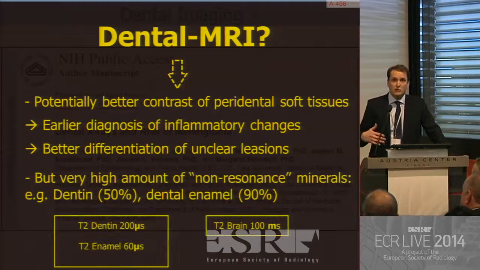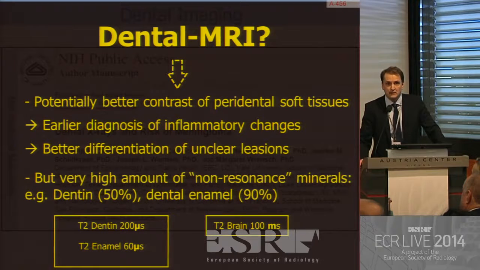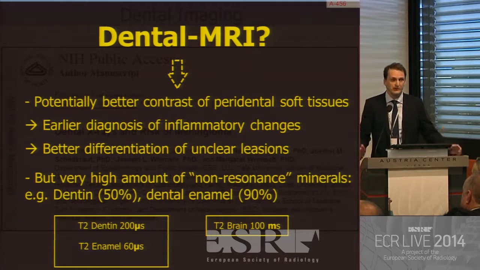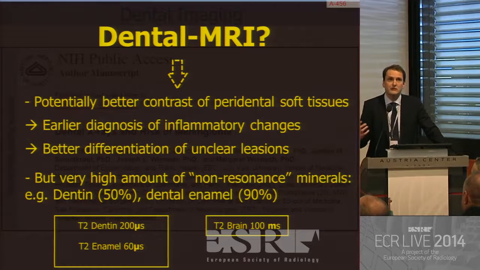On the other hand, MRI of the teeth and the jaw is technically and physically very difficult because we have a high amount of non-resonance material caused by the minerals in the teeth. About 50% of the dentine does not give any resonance or only very little resonance, and dental enamel, that's above the dentine, is even worse. It's 90% minerals, where we will not get easily a signal.